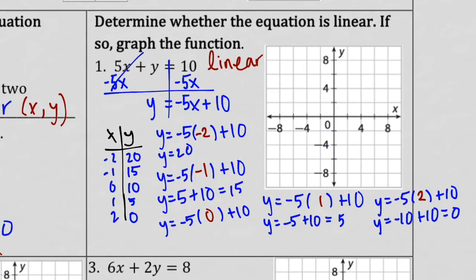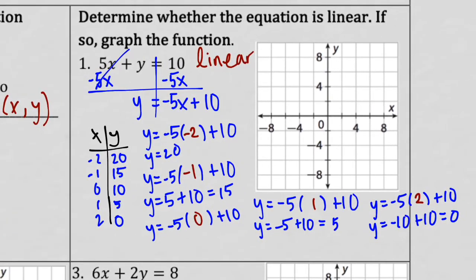We're going to take those points that we just found on our table and graph them. So -2, 20. Remember what that means when you graph. It means on the x-axis, go to -2, so go to the left. On the y-axis, go up to 20, and wherever you find that point, that's where you put it. So -2 means left 2. Positive 20 means up 20. (-2, 20) is way up there.